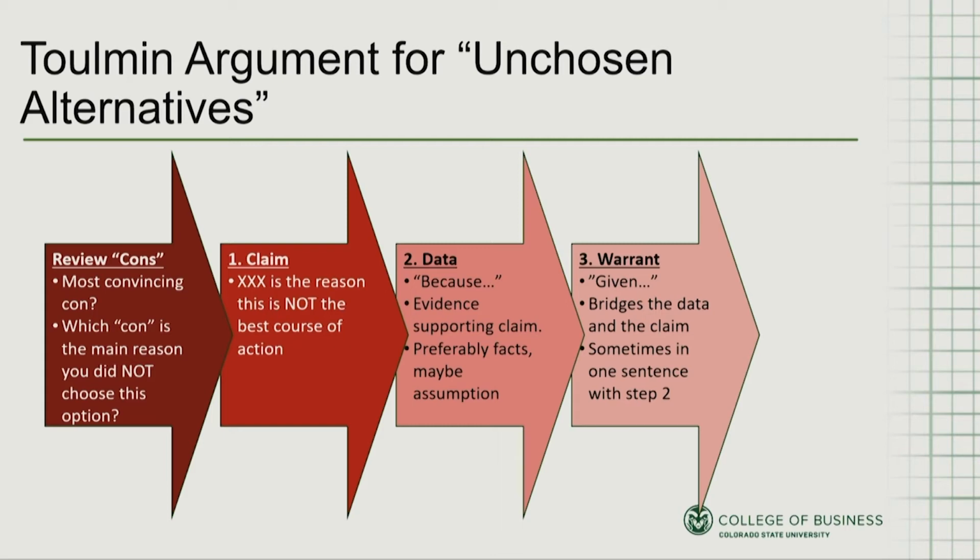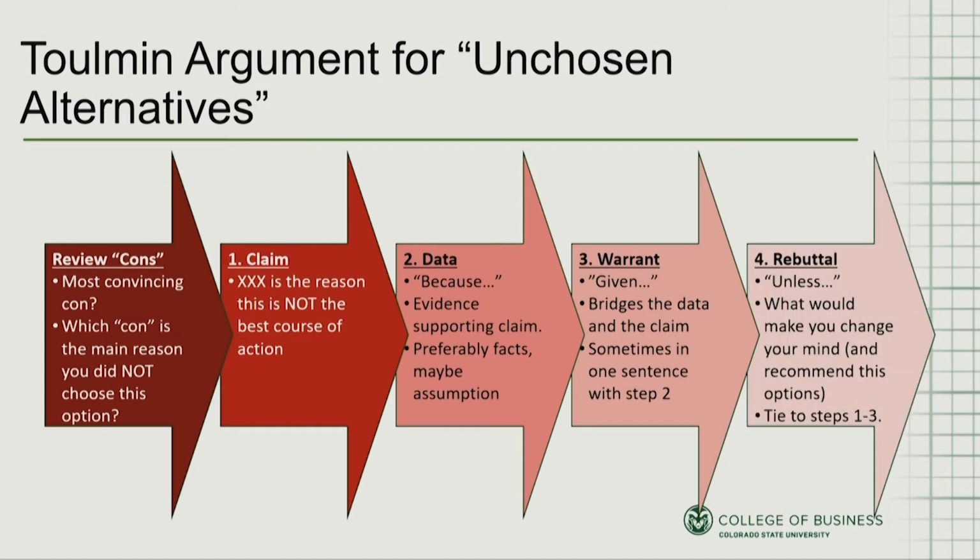The warrant, given, bridges the data and the claim. Given that that happens, then we would say, unless, what would make you change your mind? What would make you say, if you could convince me that this con was not really that important, then I might be willing to change this to make it my recommendation. So that's doing it for unchosen alternatives.